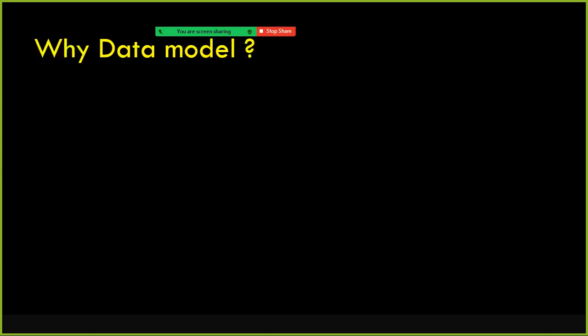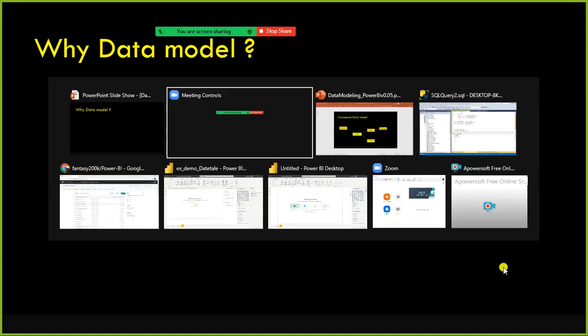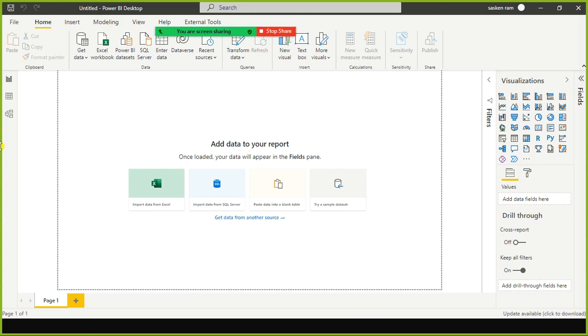So now the question is, why should I use a data model? Is it mandatory to use a data model? Yes, when it comes to Power BI, you have to do the data model design. As I told you, in short, data modeling is nothing but defining the relationships between the tables. Without defining the relationship, in Power BI, you cannot filter the tables. I'll just show you with one example in Power BI Desktop.